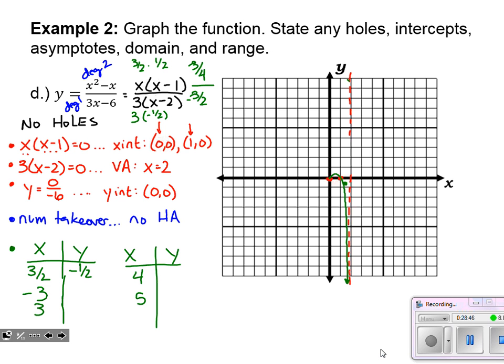Okay, at -3, here I'm going to have 9 minus -3. Okay, that's 12 over 3 times -3, -9 minus 6, -15. All right, so -12/15, that's almost -1 out here at -3, like that. Okay, so it looks like my graph is kind of bending this way.